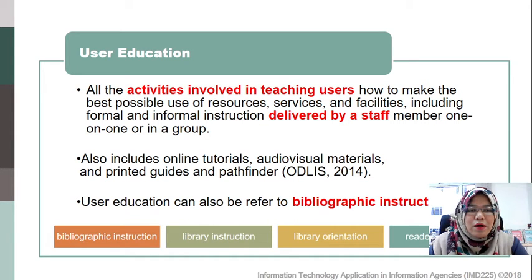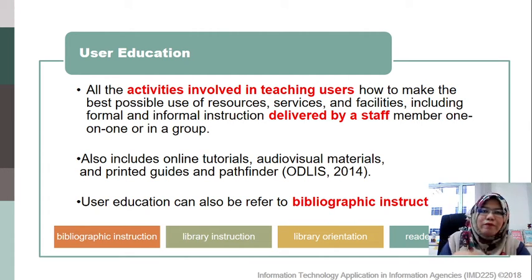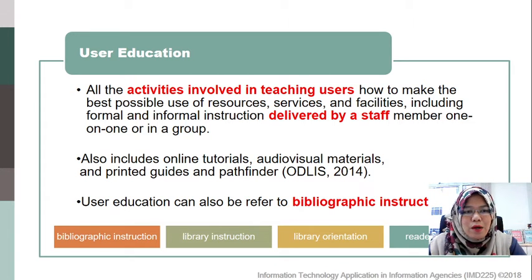So user education is all the activities involved in teaching users how to make the best possible use of resources, services and facilities, including formal and informal instruction delivered by a staff member one-on-one or in a group. So it could be in two ways, okay? Communication can be two ways, between one-to-one and also one in a group. It also includes online tutorials, audiovisual materials and printed guides and also Pathfinder, based on at least 2014. And user education can also be referred to as bibliographic instruction. So user education, bibliographic instruction, library orientation, and also reader instruction are the same.